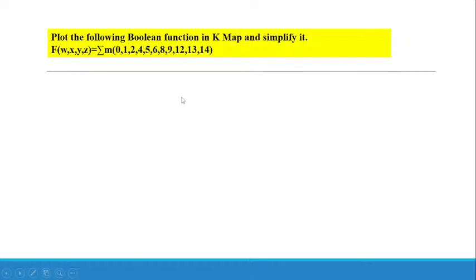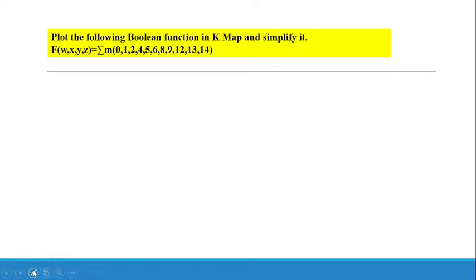Okay, sorry, ma'am. So now in this, plot the following Boolean expression in KMap and simplify it. This is the question. So what is the function given? F of wxyz is equal to summation m of 0, 1, 2, 4, 5, 6, 8, 9, 12, 13, 14. So as you all know, these are the minterms of the given function F of wxyz. Do make note of it always.